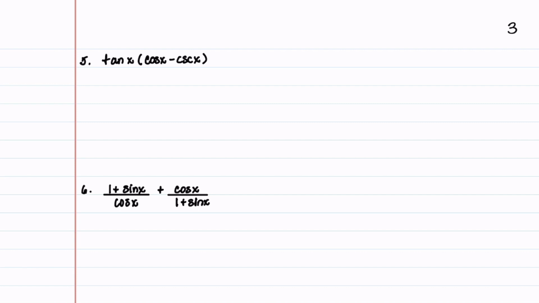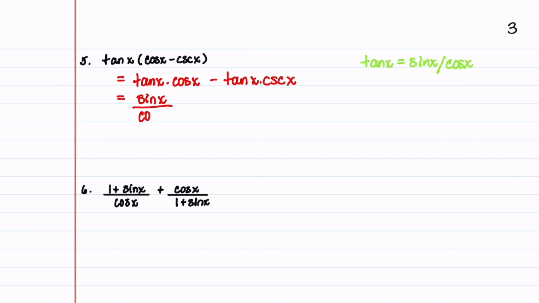In example number 5, we can start by multiplying out tangent x. This gives us tangent x times cosine x minus tangent x times cosecant x. Let's use the fact that tangent x is equal to sine x over cosine x to see if we can simplify this further. We'll plug that in. So tangent x is sine x divided by cosine x times cosine x. That's great. We see that the cosines are going to cancel.